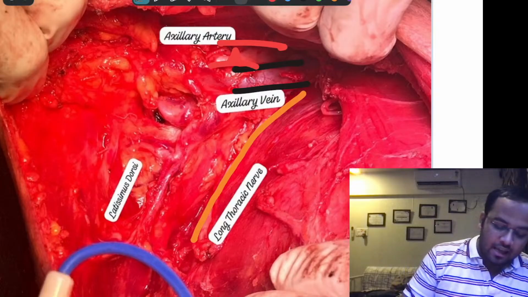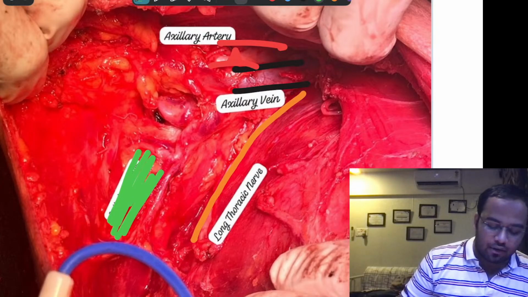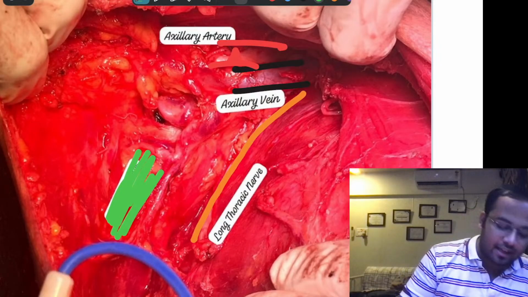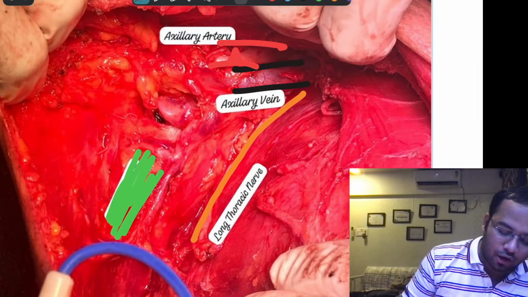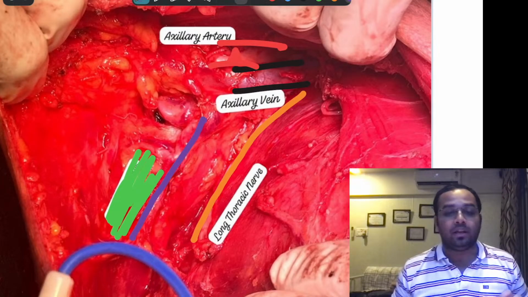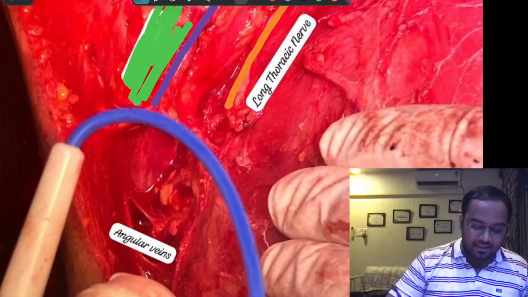Always and always remember. Here posteriorly you can see that this is going to be the latissimus dorsi muscle, over which there are obviously going to be lymph nodes present. And here you can see that this is going to be the thoracodorsal bundle. This is the thoracodorsal bundle between which all the lymph nodes need to be cleared. So this is the basic axilla, and here below you can see the angular veins.